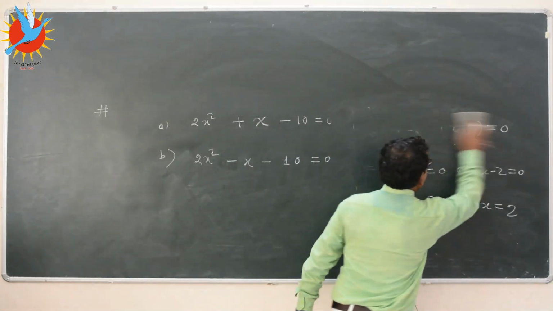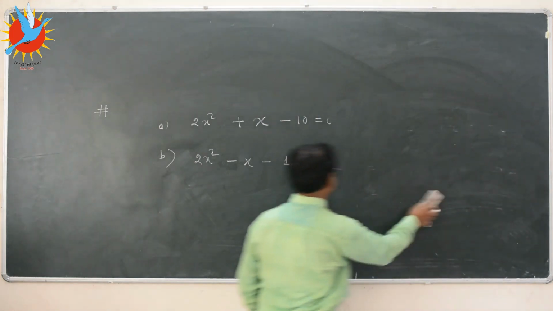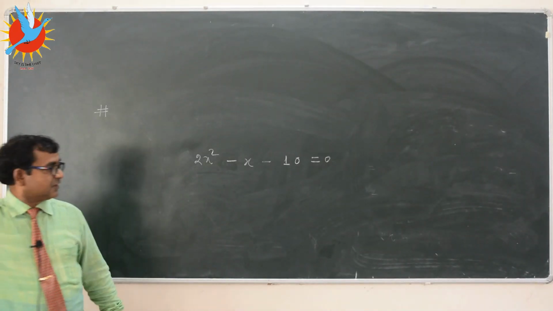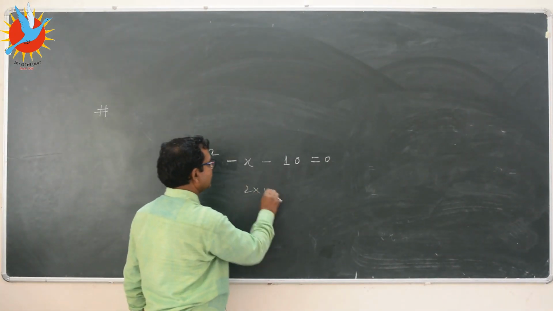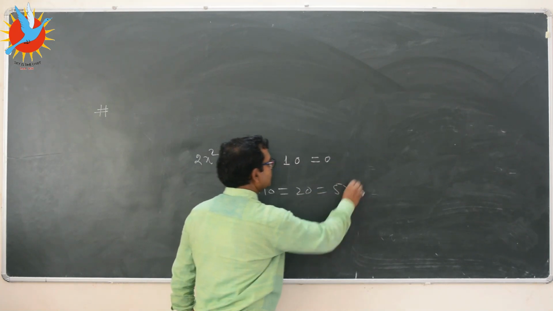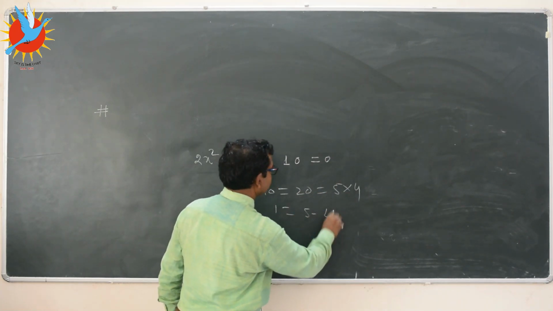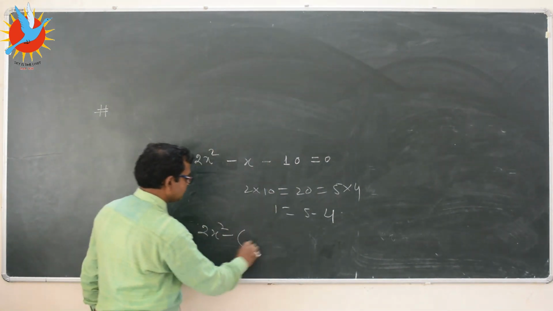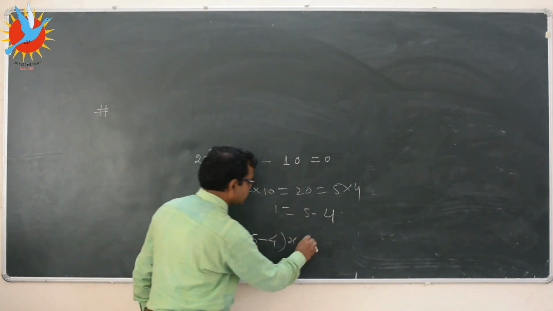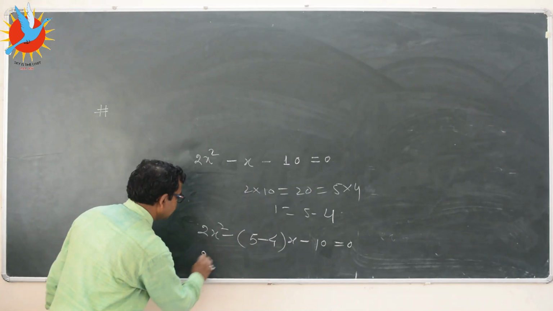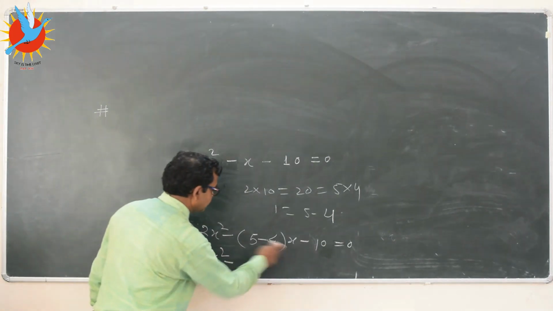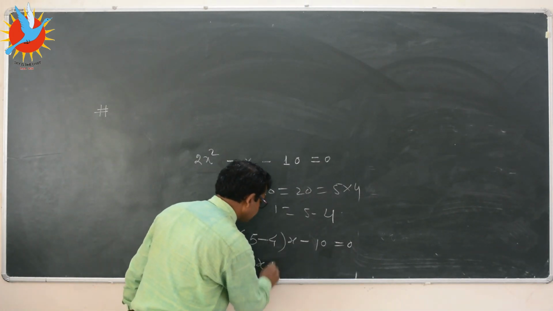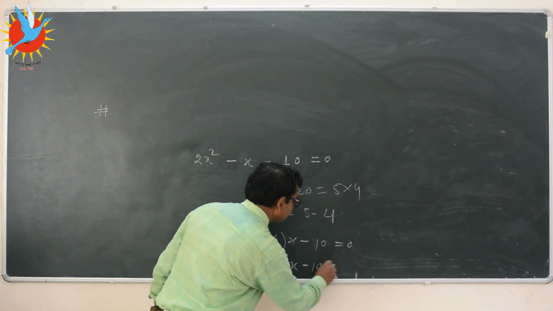Now we have to learn how to solve the second quadratic equation which I have written here. So the similar process we have to take here. We have to multiply 2 by 10, and this is equal to 20, equal to 5 into 4, and 1 equal to 5 minus 4, because here is minus sign. Therefore 2x square minus 5 minus 4 into x minus 10 equal to 0. Now this will become 2x square minus 5x, minus minus this becomes plus 4x minus 10 equal to 0.